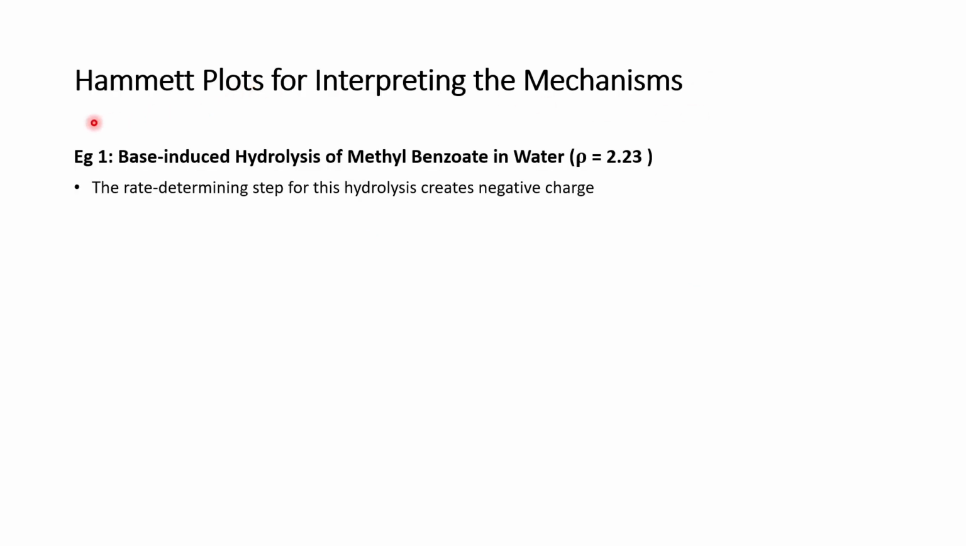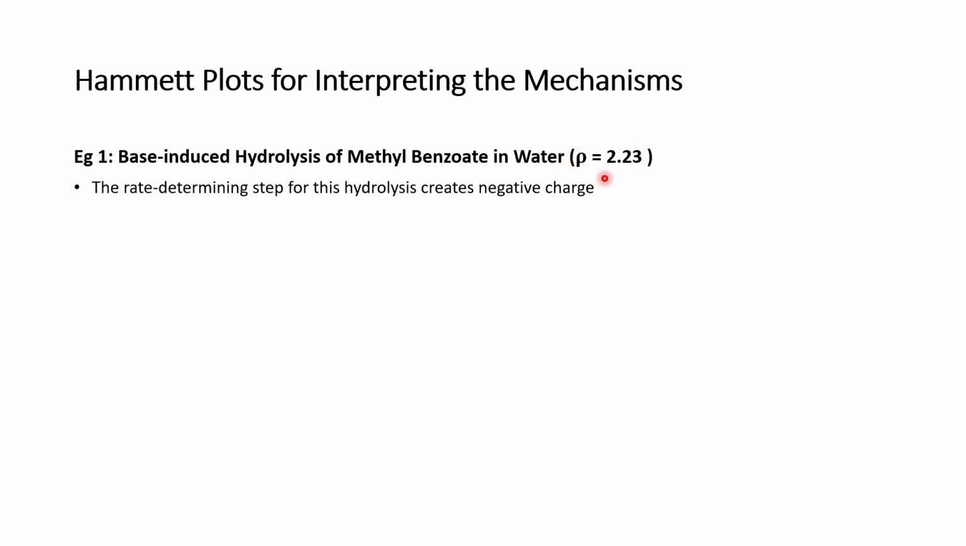Since now we know what these rho values mean, we can have a look at some examples where we can use Hammett plots to interpret the mechanisms of some particular reactions. So here I have the first example, which is the base-induced hydrolysis of methyl benzoate in water. First of all, let's look at the primary details we have here.